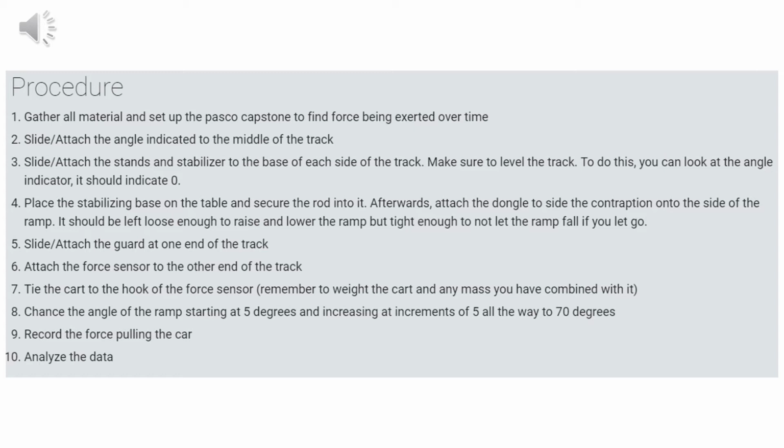Step 5 is to attach the guard on one end of the track. Step 6 is to attach the force sensor to the other end of the track. Step 7 is to tie the car to the hook of the force sensor. Step 8 is to change the angle of the ramp starting at 5 degrees and increasing in increments of 5 to 70 degrees. The 9th step is to record the force pulling on the car, and the 10th step is to analyze the data.